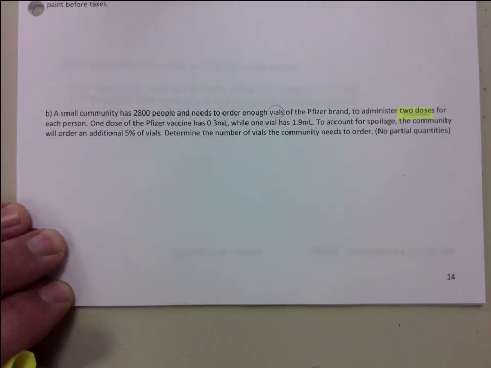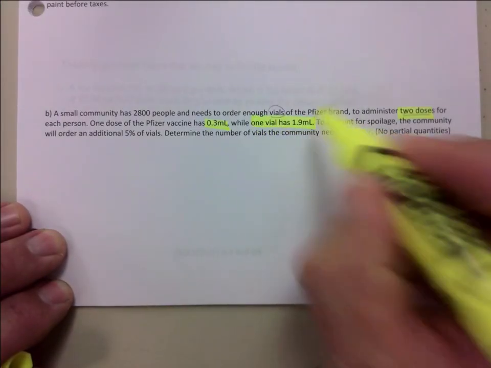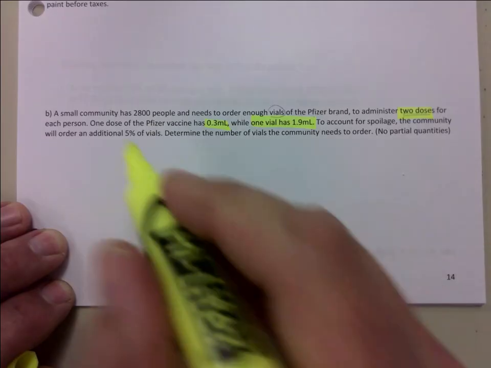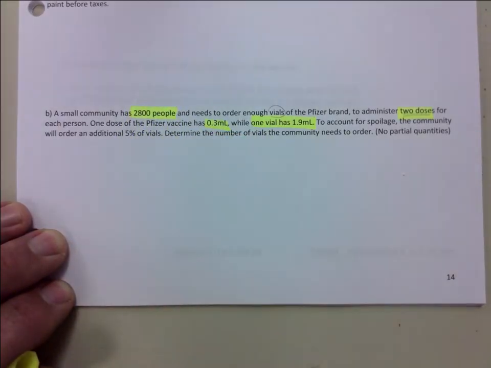2 doses for each person. 1 dose of Pfizer has 0.3 milliliters, and 1 vial has 1.9 milliliters. So units are okay so far, they match. We should probably highlight 2,800 people.